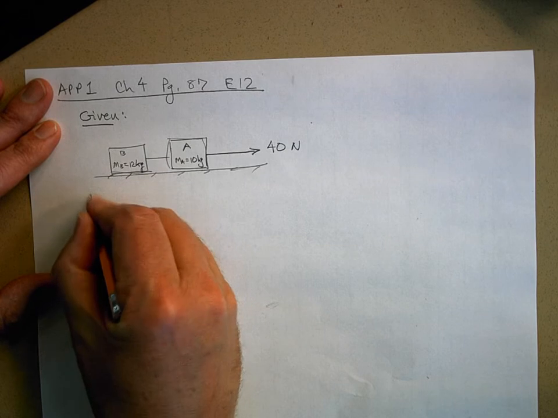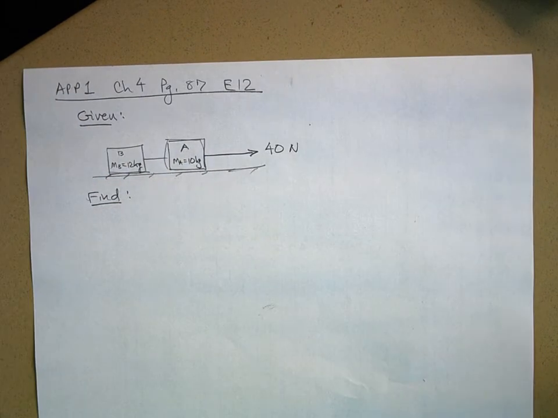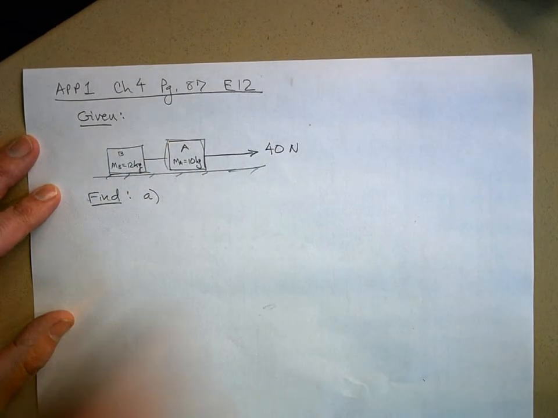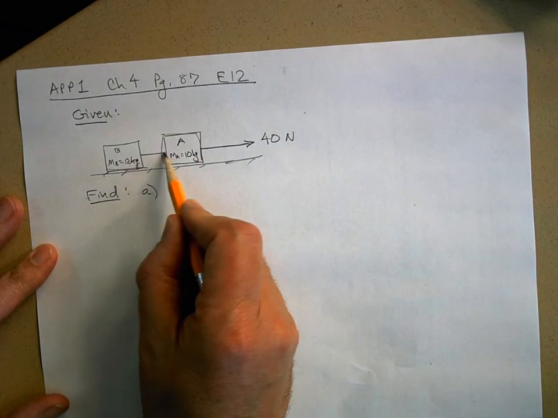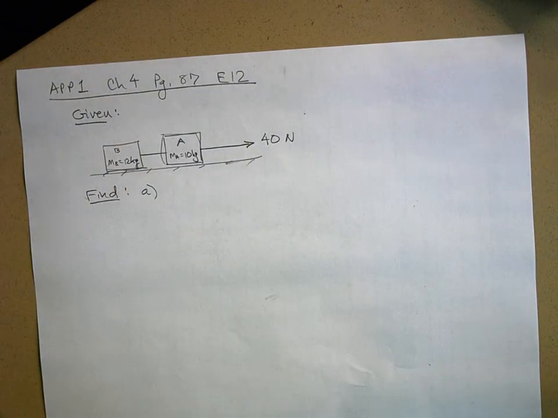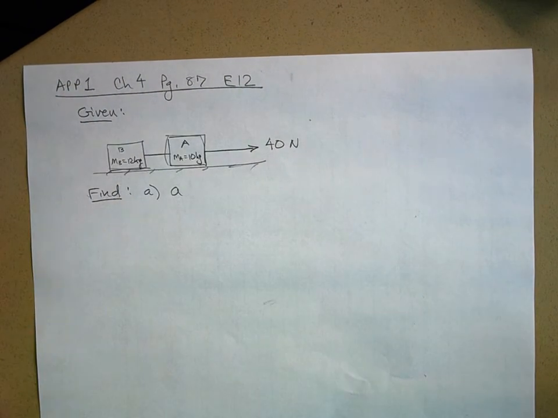And so what are we trying to find? Well, for part A, it says find the acceleration of each box. Well, the boxes are tied together, right? Unless this string that's attaching them is going to stretch or something, they're going to accelerate together. So I'm just going to say the acceleration of A and B, by inspection, by looking at the problem, is just going to be one single acceleration.